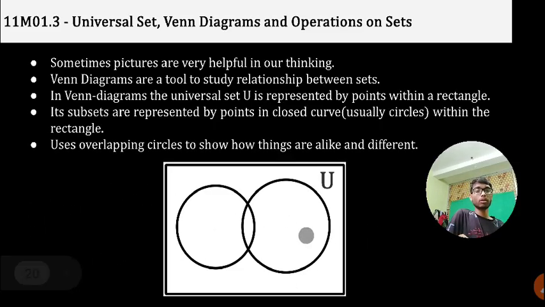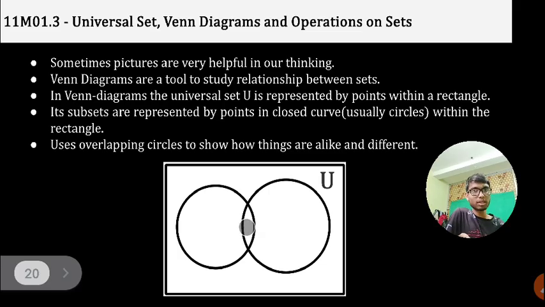Now next we have one more set. Here you can see, can we say that this universal set has two sets? These two sets are subsets of this universal set. A Venn diagram uses overlapping circles to show how things are alike and different. This gap, this shape, is showing common elements.